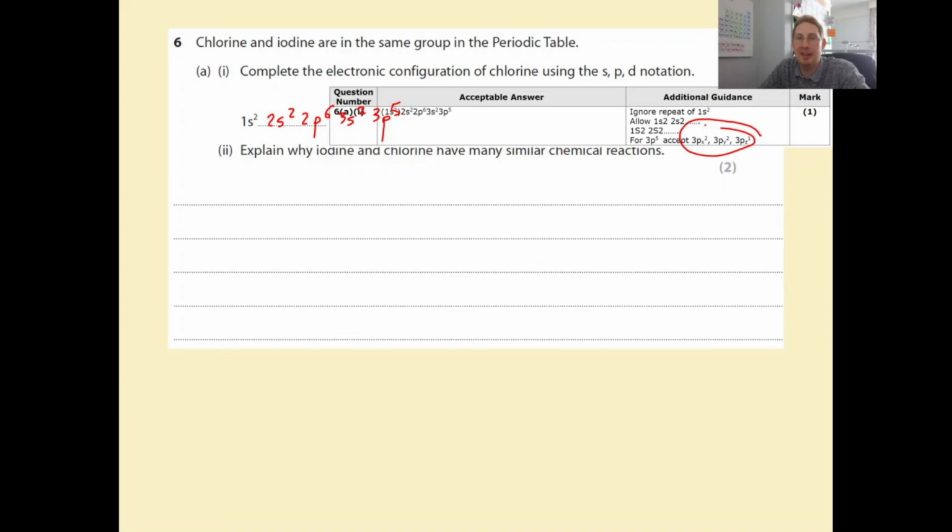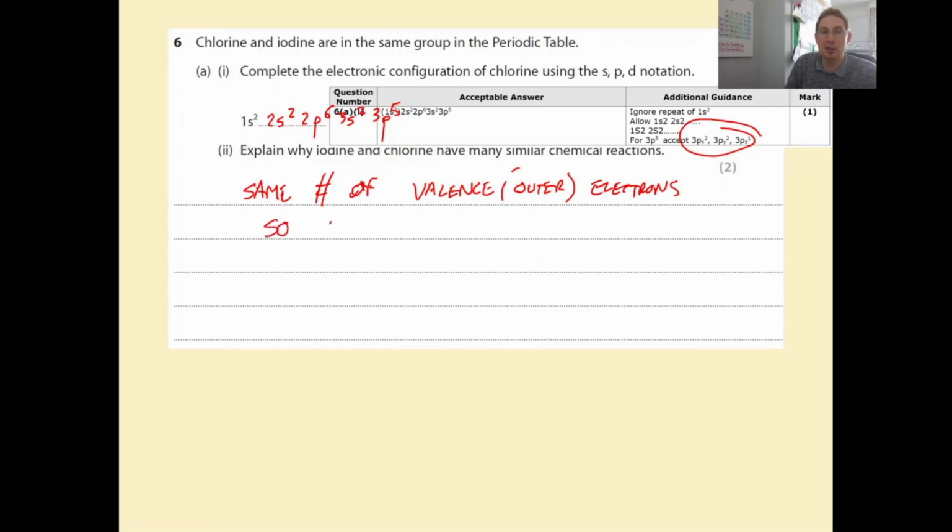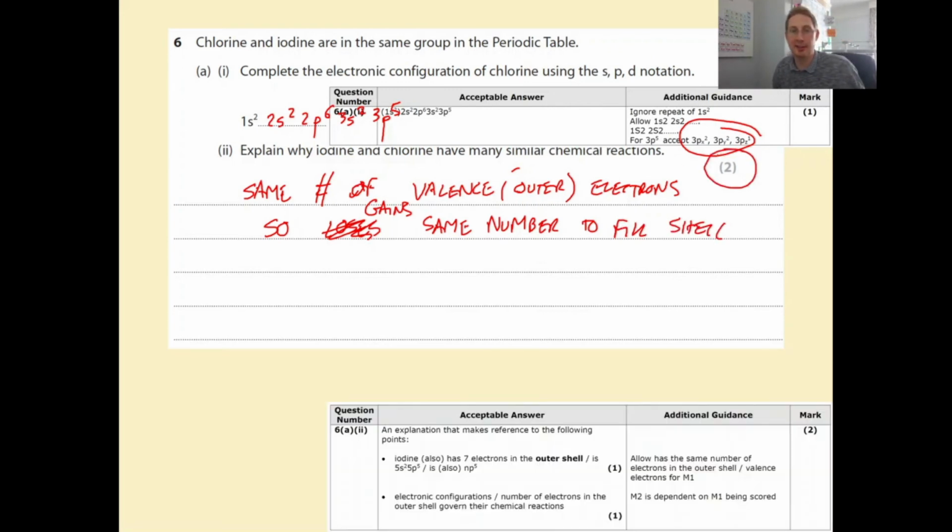Explain why iodine and chlorine have many similar chemical reactions. Well, this is just GCSE, isn't it? Same number of valence or outer electrons. So loses, gains the same number to fill the shell. Something like that. It's 2 marks. We need 2 separate points. Let's see what it was.